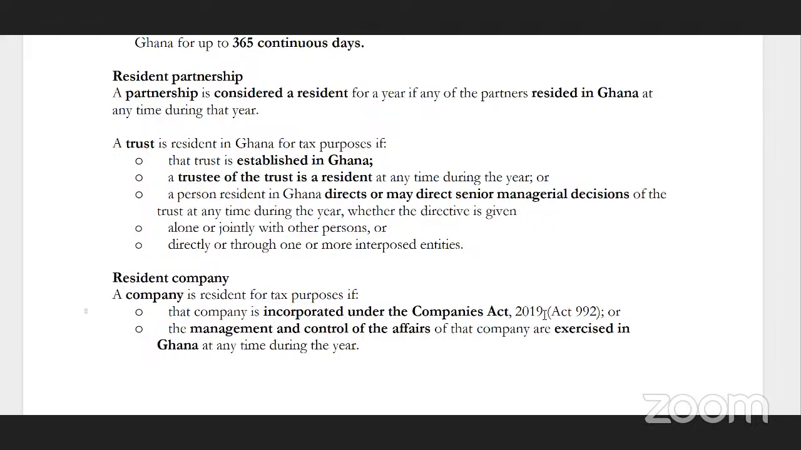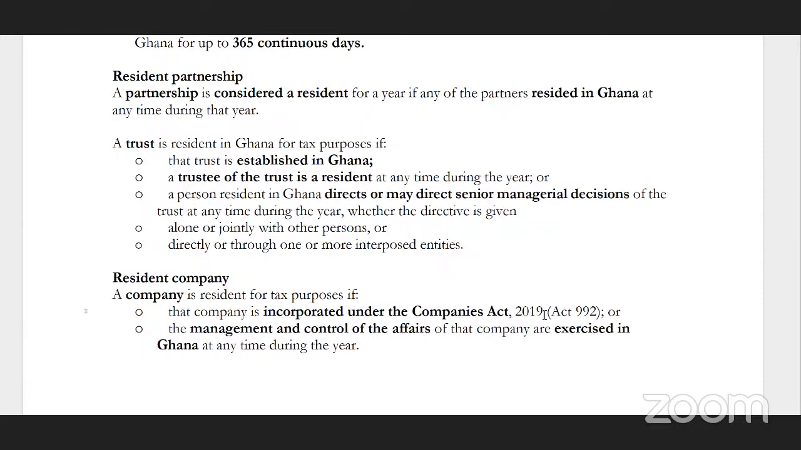So if a trust is established in Ghana and a director was resident in Ghana during the year, remember, the director is an individual, so the same rules of individual apply to that person. Either he was a non-resident but stayed 183 days, or he's a citizen of Ghana. That is the rule.